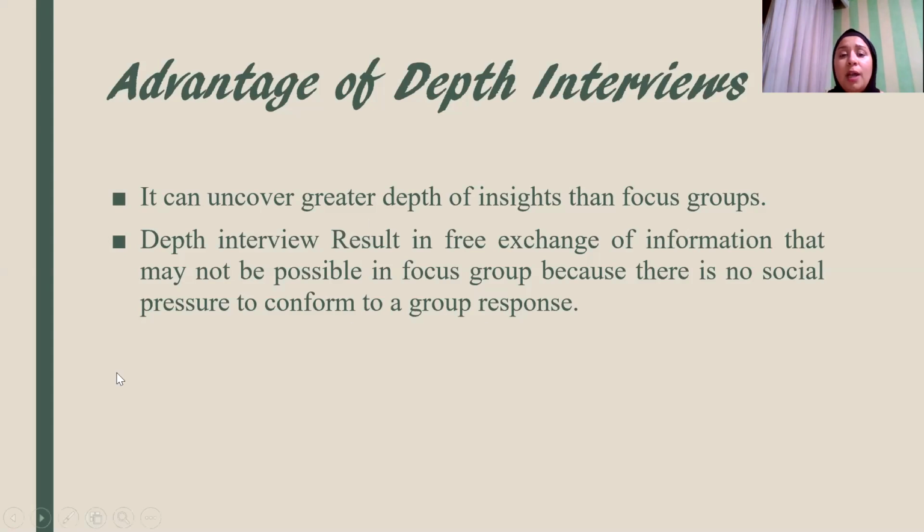The second part, depth interview results in free exchange of information that may not be possible in focus group because there is no social pressure to conform to a group response. What we mean by that?